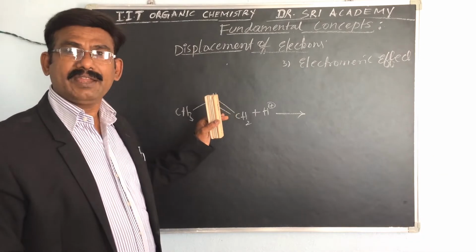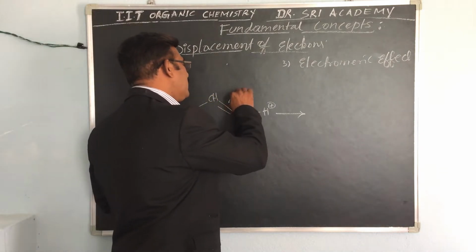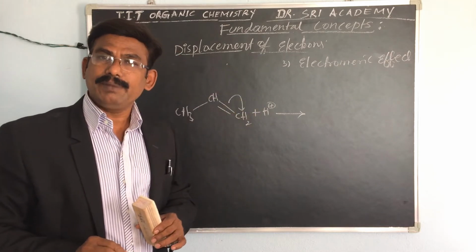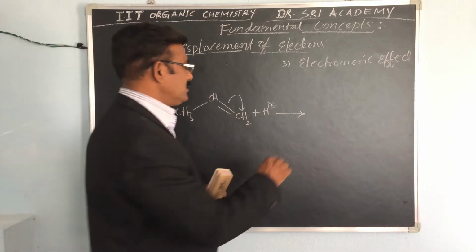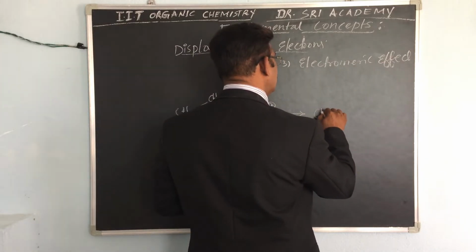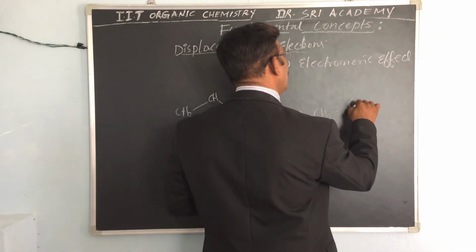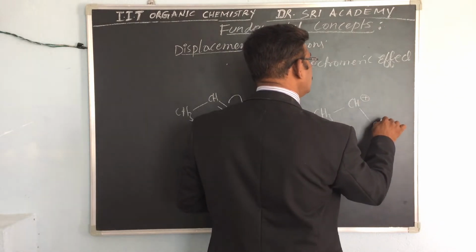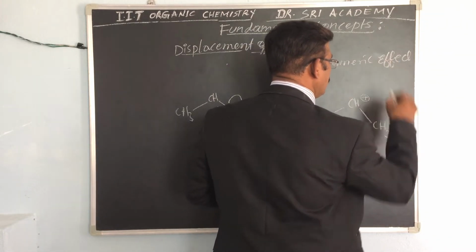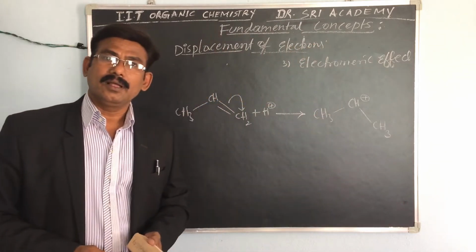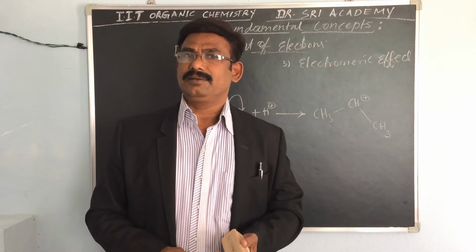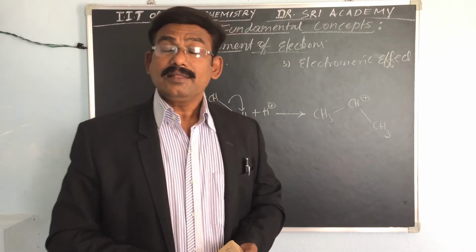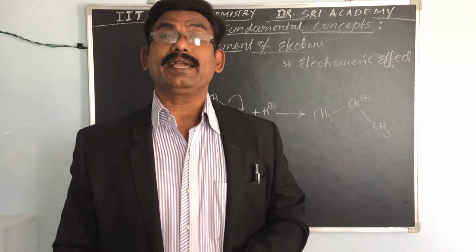It is a temporary effect. This pi bond comes to this side, and we get the carbocation, CH3-CH plus-CH3. This is the formation of the carbocation. This is the temporary effect. Okay, this is about the electromagnetic effect.